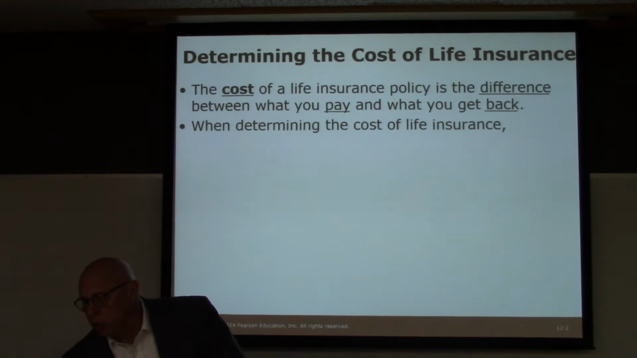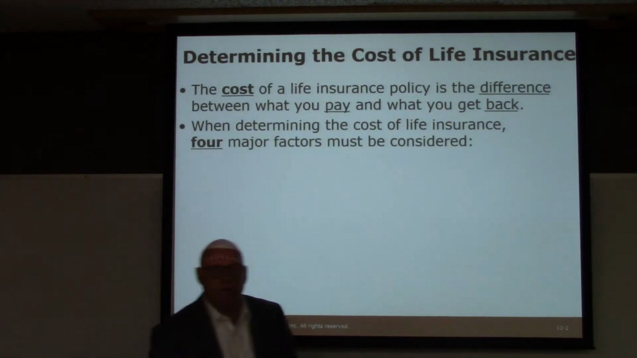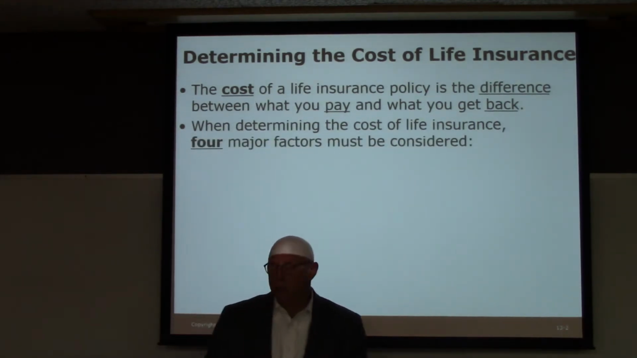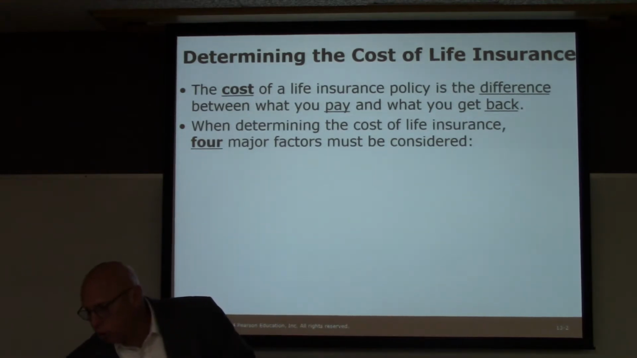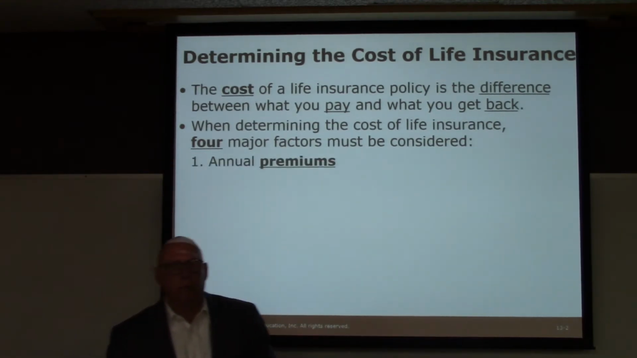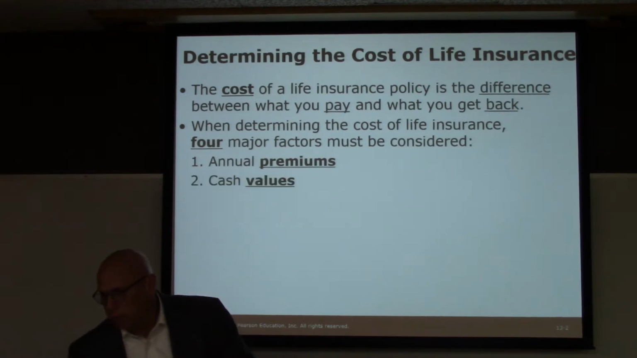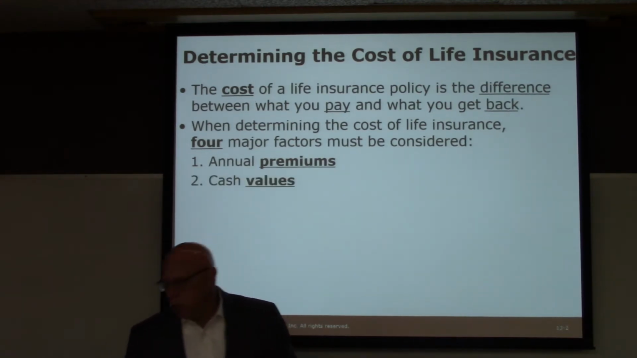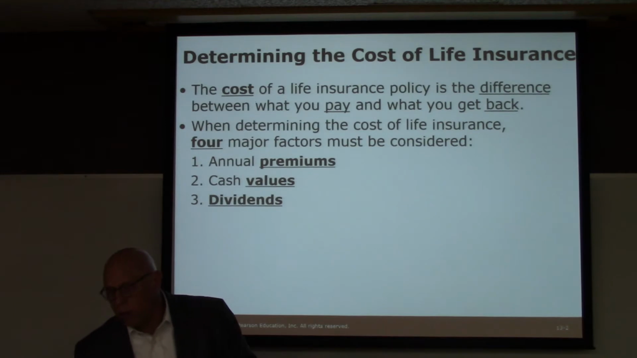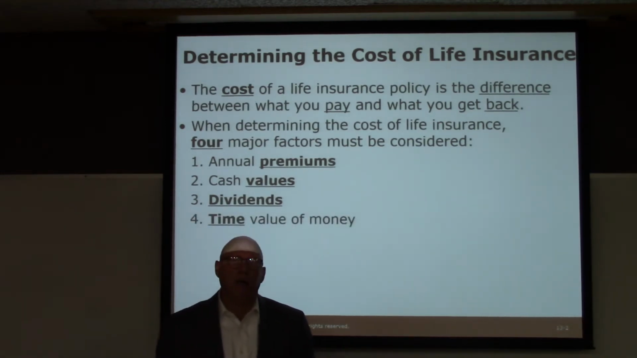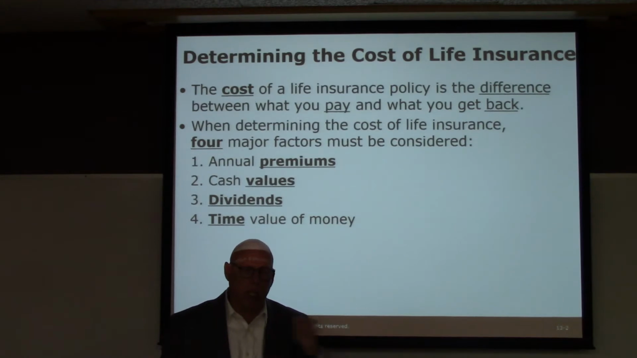All right. So when determining the cost of life insurance, four major factors have to be considered. You have to look at four things to determine your costs. First, what are your annual premiums? Second, what are the cash values in the policy? Third, what dividends are paid? And then fourth, you have to take time value of money into consideration if you want to do an accurate analysis or assessment of what you are paying for that death benefit.